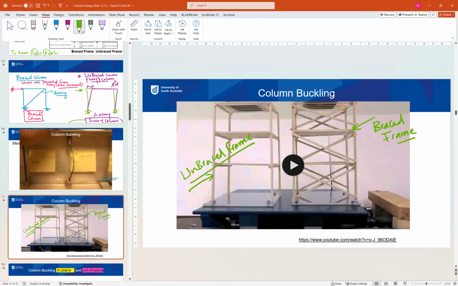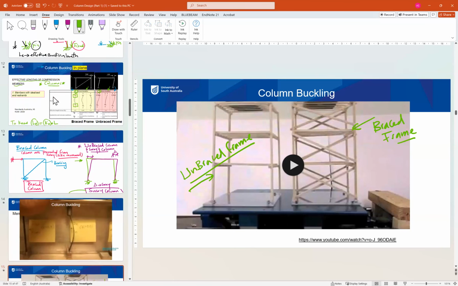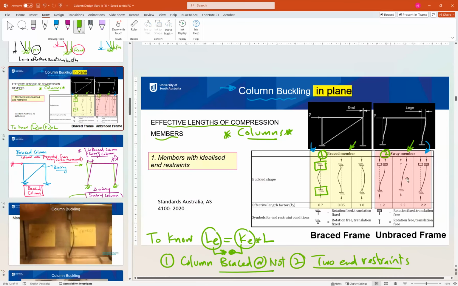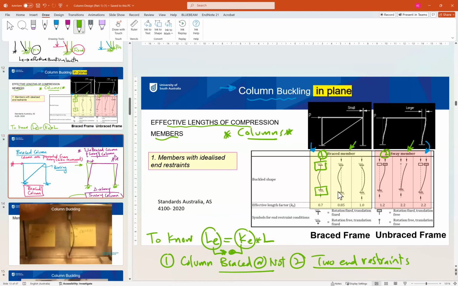so that the buckling is more, or causing more problem in the sway members, because the sway member is already under lateral movement or horizontal movement, so that it is a little bit more critical. That's why the factor KE is higher in the sway member compared to the braced member.